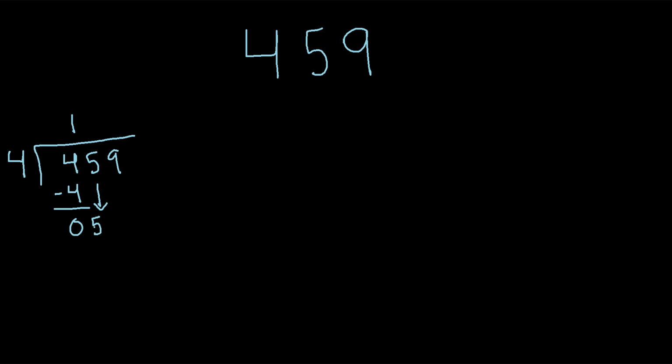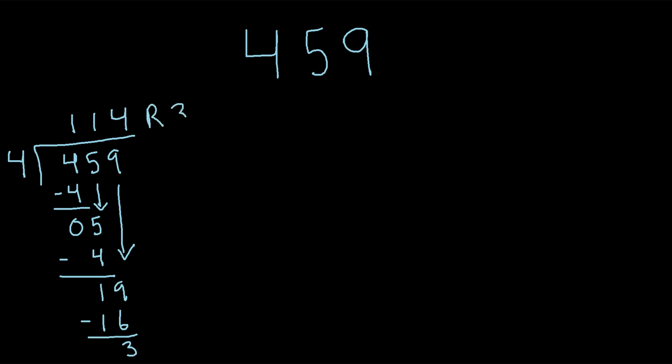Now we say how many 4s go into 5? Just 1. So 4 times 1 is 4. So we'll say 5 minus 4, that's 1. Then we bring down the 9. How many 4s go into 19? That would be 4. So 4 times 4 is 16, so we'll subtract 16, and we get 3. Notice there's nothing left to bring down, so this 3 must represent our remainder. So we'll say remainder 3.